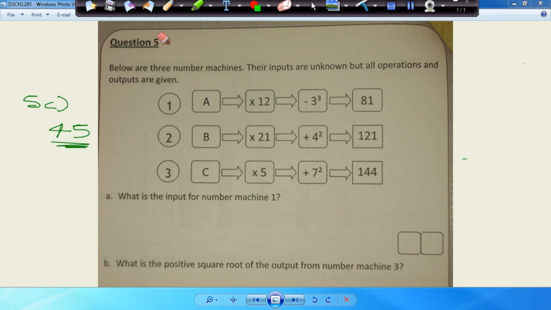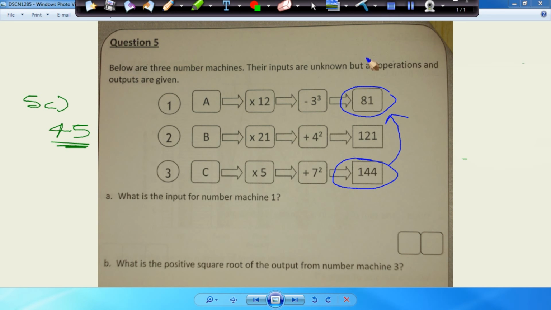Okay. 5C, 5D. Right. Okay, pen. 5 part D. What is the output from the number machine 3 less than the output from the number machine 1? So what was the output from number machine 3? It was 144. And what was it for machine number 1? 81. The wording says, what is the output from number machine 3 less than that one? So what do we do with these two numbers? For question D, what do we do with those two numbers?